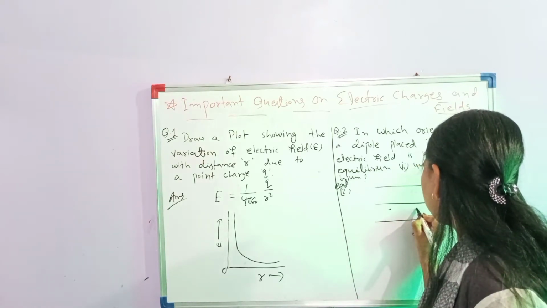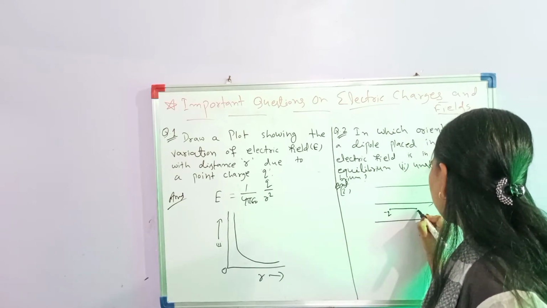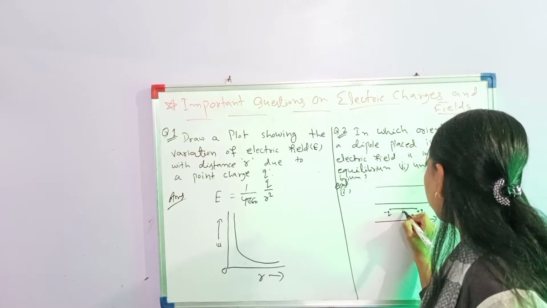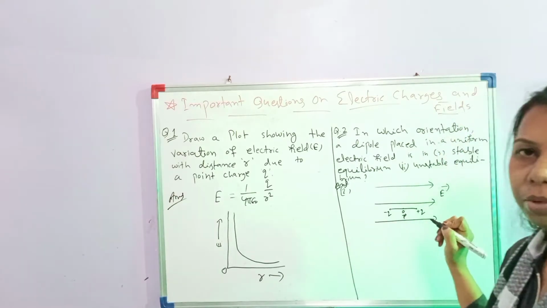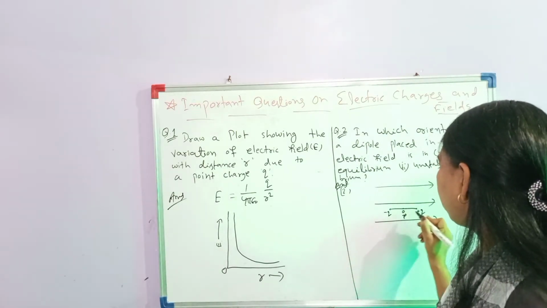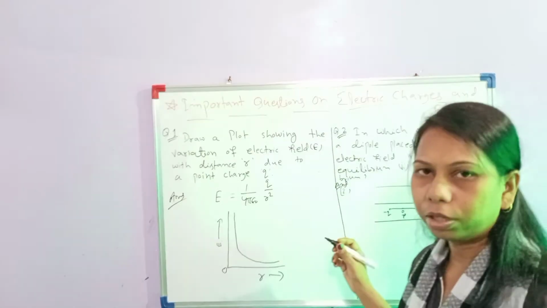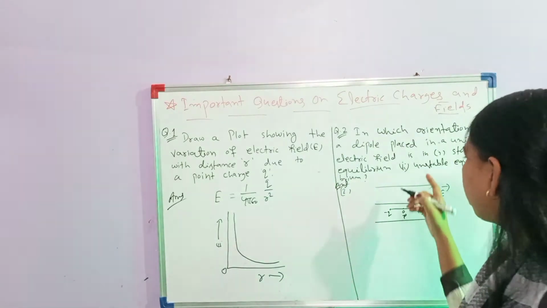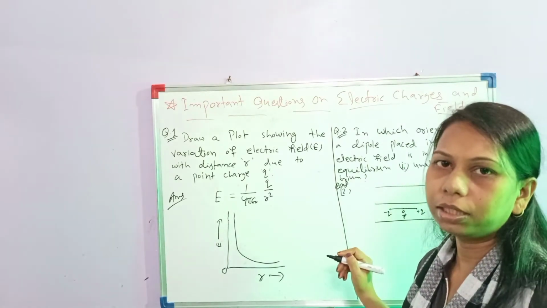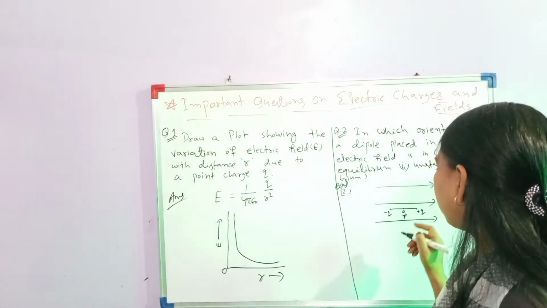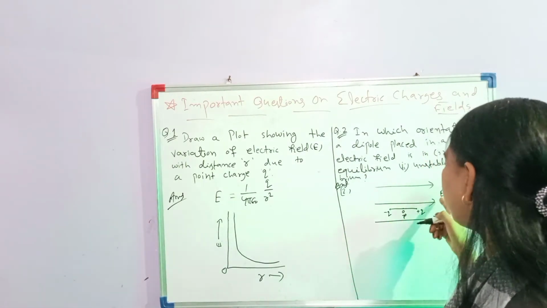Suppose this is negative charge, this will be positive charge. This is minus q, this is plus q, this is the center of dipole, and dipole moment will be p vector. You know the magnitude of dipole moment is q into 2l. 2l is the length of the dipole. So this is the position of stable equilibrium. Similarly, for unstable equilibrium, the dipole and field will be in opposite direction, that is in anti-parallel direction. So angle between P and E will be 180 degree. In this case, angle between P and E will be 0 degree.